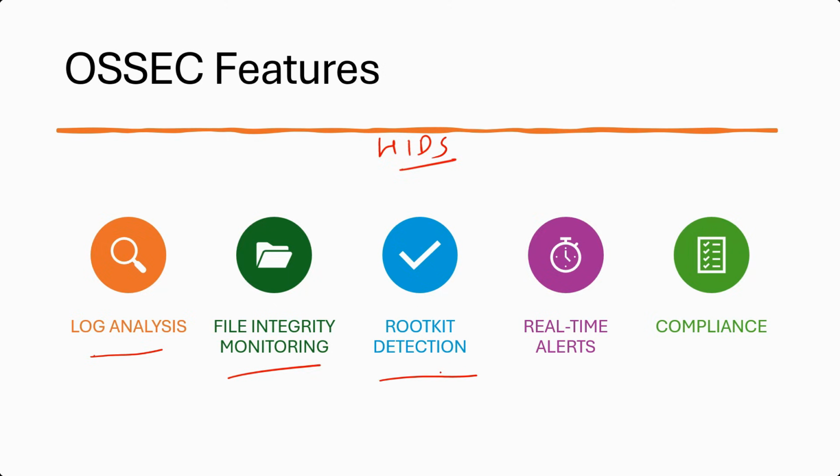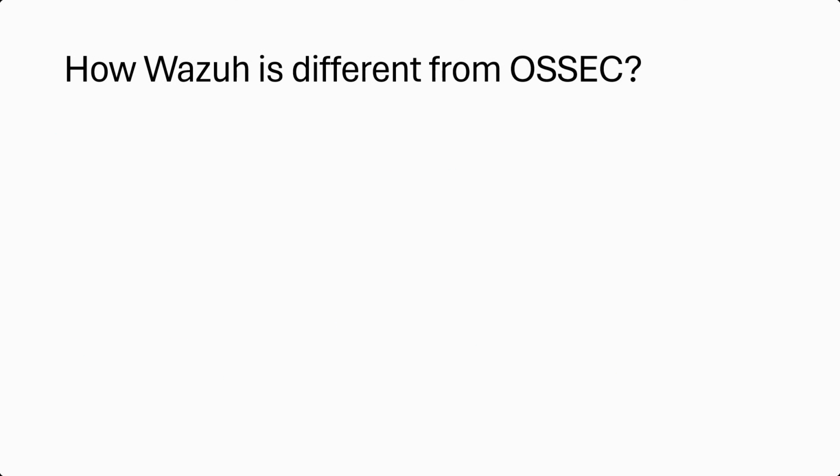It can also detect rootkits. So it can identify rootkits or any malware on the endpoint. It performs real time alerts, with notification of any suspicious activity. Finally, compliance as well. By doing this, it will help you to meet the compliance requirements. Now, how is Wazuh different from OSSEC?